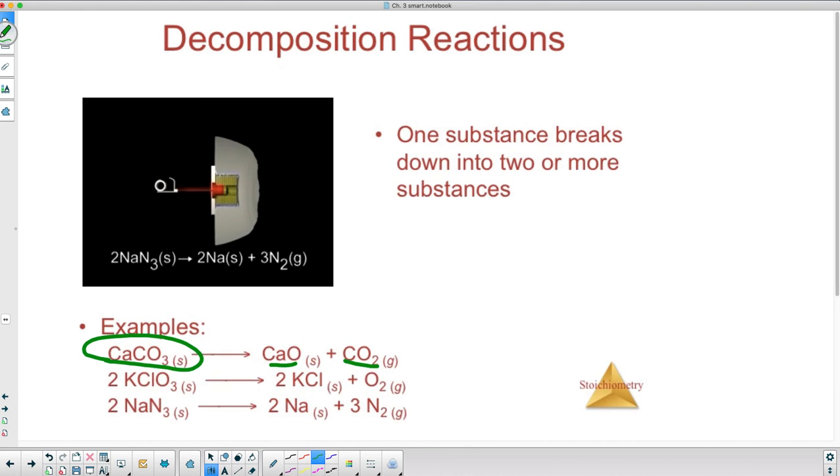And here we have 3 examples of decomposition reactions. This is one of our more common decomposition reactions, with potassium chlorate, and it decomposes to potassium chloride and oxygen.